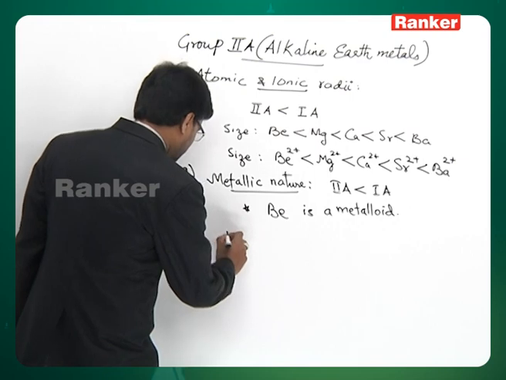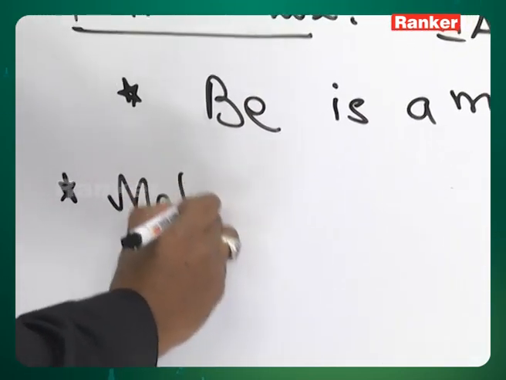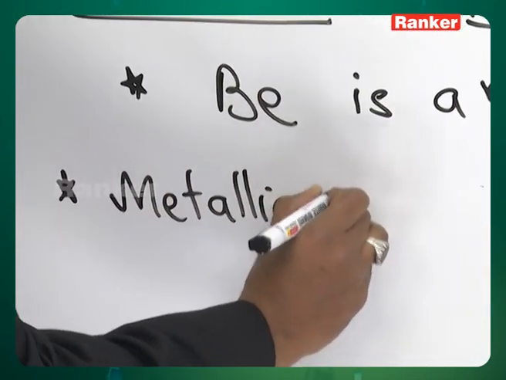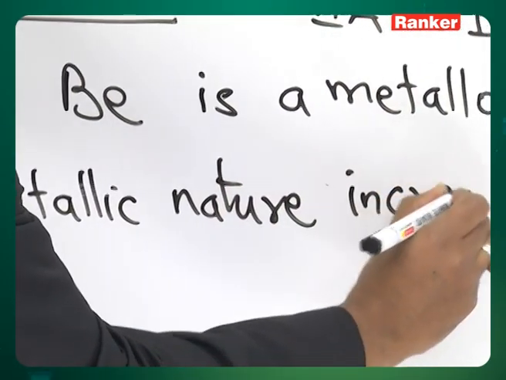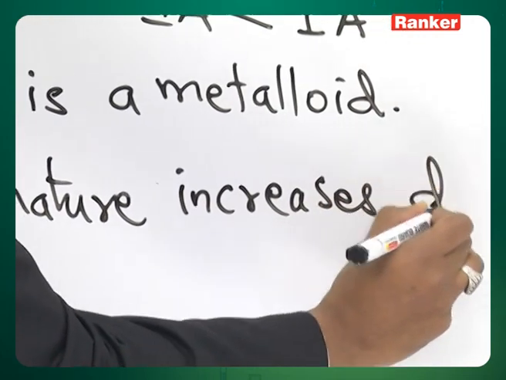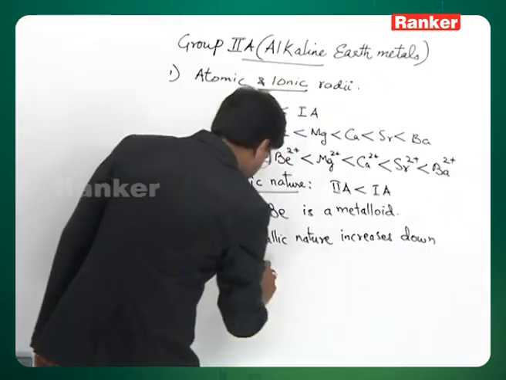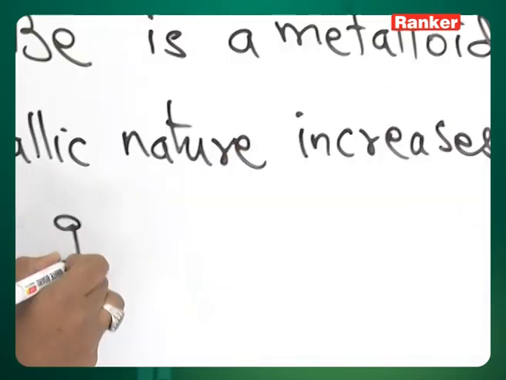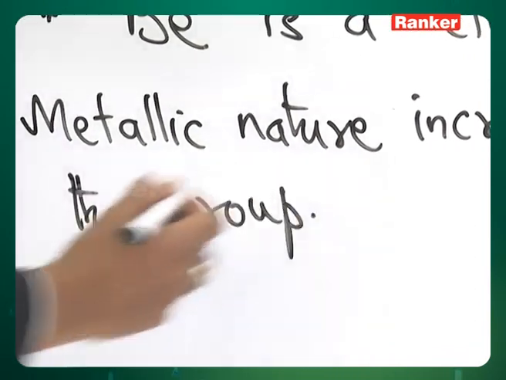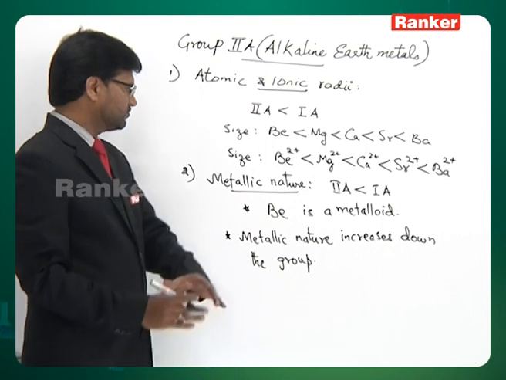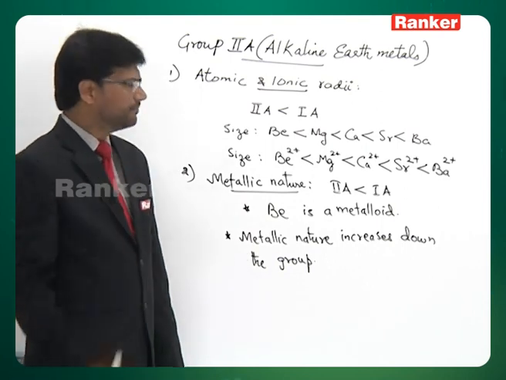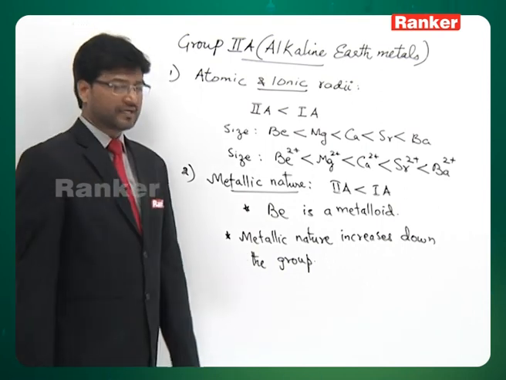And also remember this point: metallic nature increases down the group. As you go down the group, metallic nature increases. So the most metallic among them is barium. That's about metallic nature.